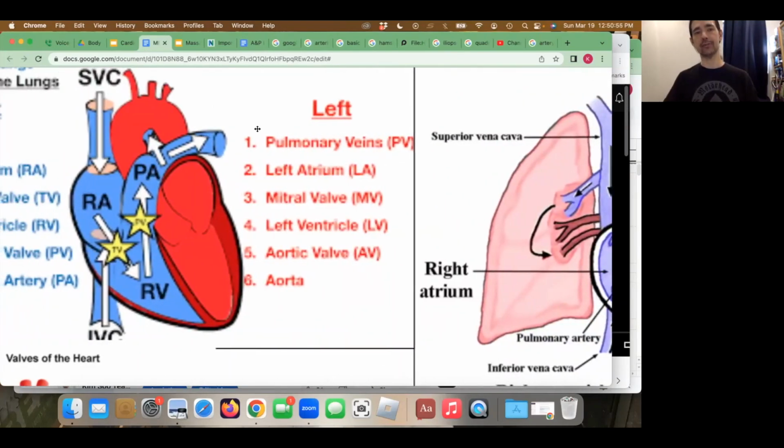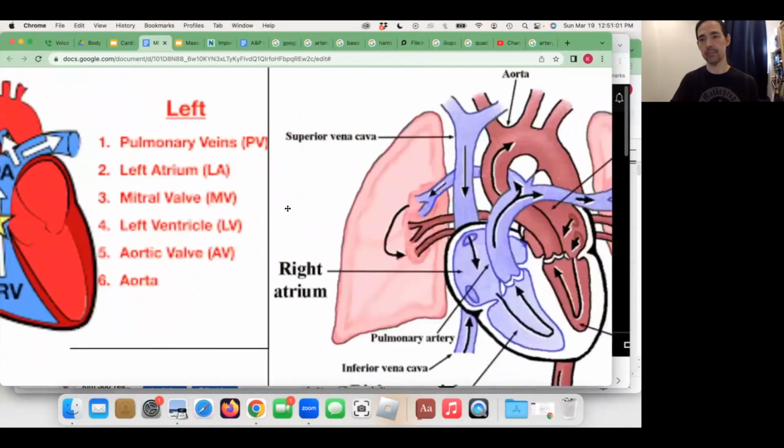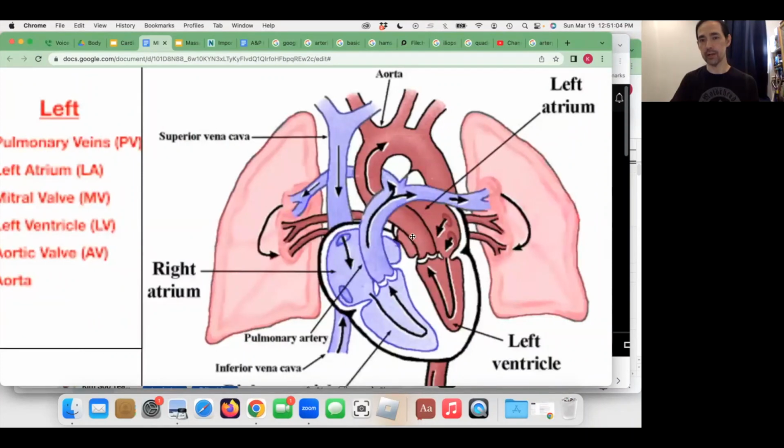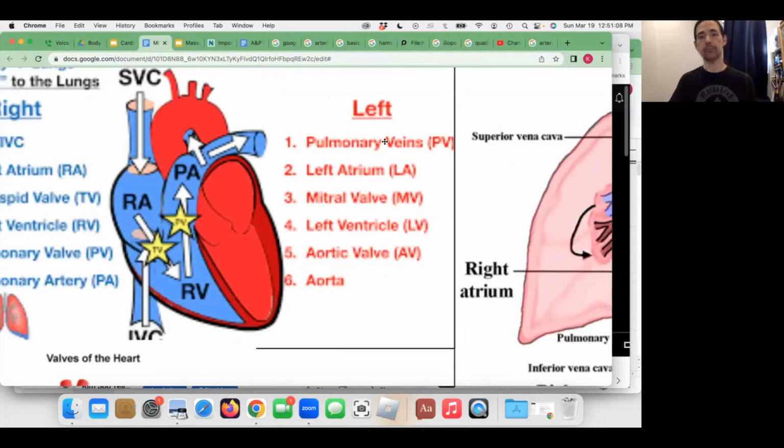Now it comes back in through the pulmonary veins into the left atrium. It doesn't show it very well on this diagram. It shows it very well on this diagram. You see? Or well enough. From the lungs through the pulmonary veins into the left atrium, fresh red oxygenated blood.